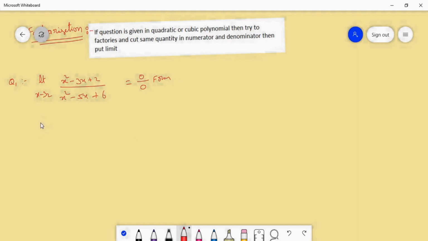Then take factorization. Here check it. For the numerator, the factors are x minus 2 and x minus 1. Already everyone knows how to take the factors. And in the denominator, x minus 2 into x minus 3 are the factors. Then x minus 2 gets cancelled. The remaining value is limit x tends to 2, (x minus 1) by (x minus 3), which is 2 minus 1 by 2 minus 3, so 1 by minus 1. The result is minus 1. Okay.